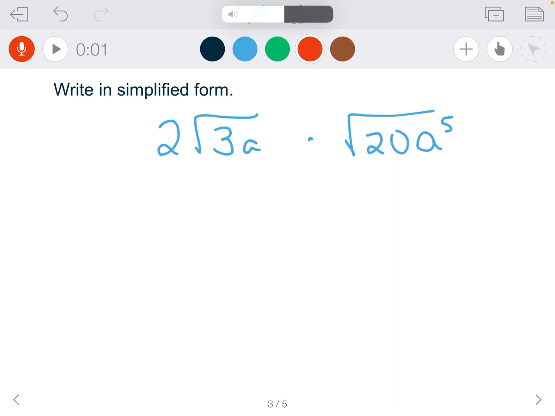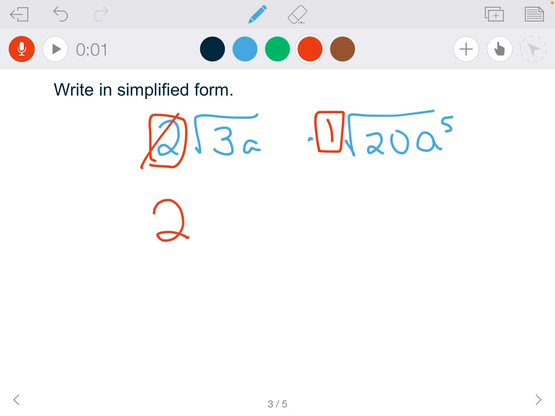All right, so moving along to simplifying this. We can only multiply outside numbers with outside numbers. And remember, if we don't see one, it's the number 1 there. I'm not talking about in the radical symbol, I'm just talking about the whole number outside. So 2 times 1 is 2. Now, I can multiply inside the radical. I don't have to have the same values if I'm multiplying. So 3 times 20 is 60.